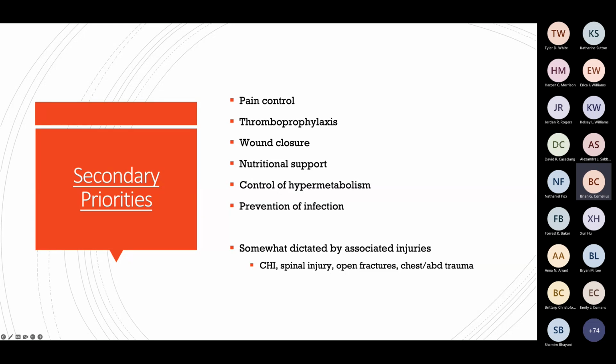Other things that come into play when you start looking at these priorities are associated injuries. So you may have kind of conflicting diagnoses. You've got somebody with pretty significant burns, but they also have a closed head injury. So which is more important, resuscitating them for the burns or not over-resuscitating them, resulting in elevated ICP?